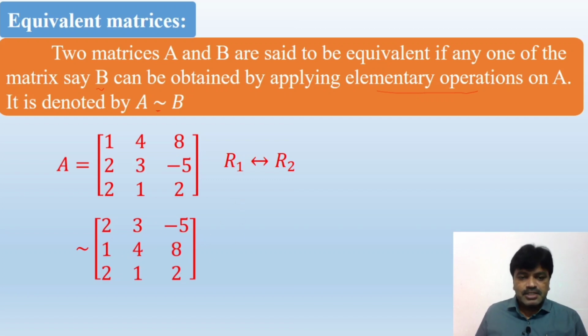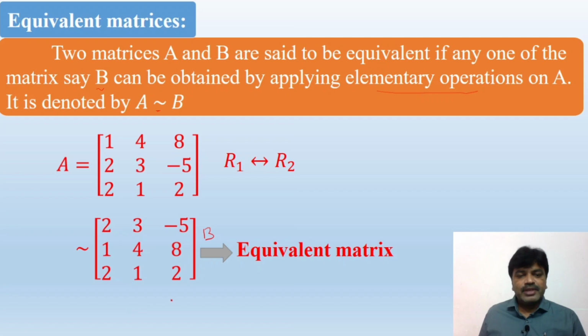Now this matrix is B, friends. And what is its name? Equivalent matrix. Simply take any matrix A, apply elementary row operations or column operations, then we get a matrix. That matrix is called an equivalent matrix.